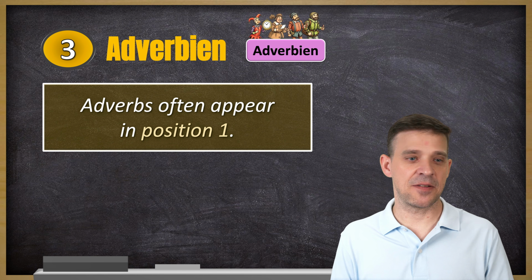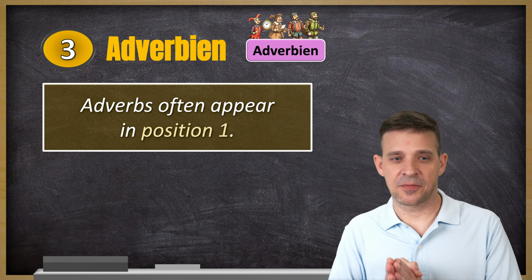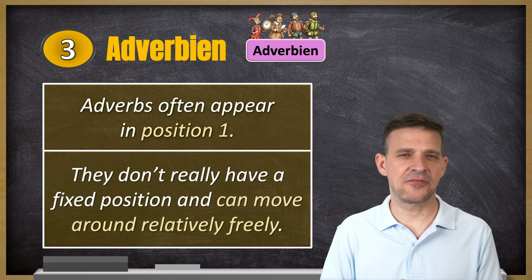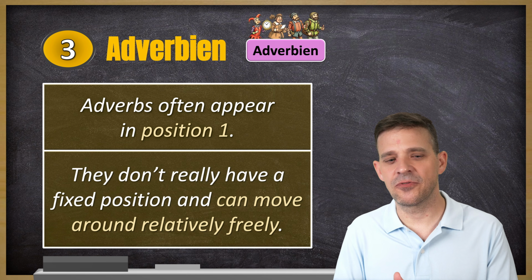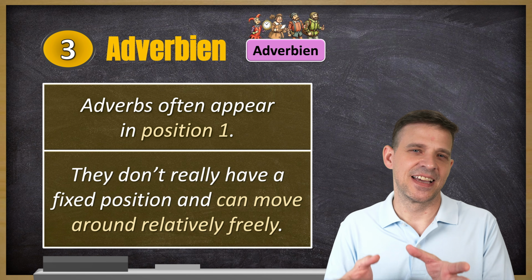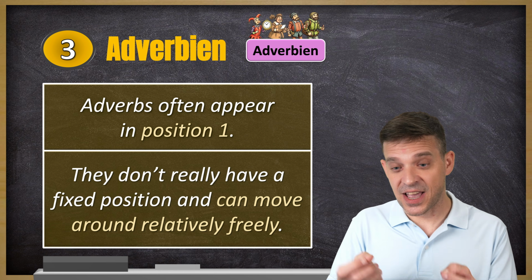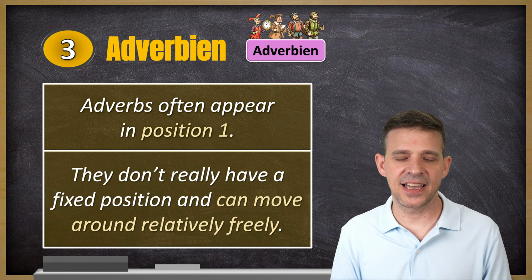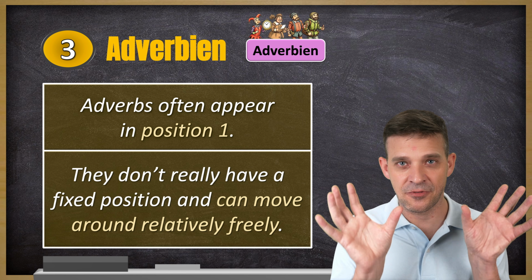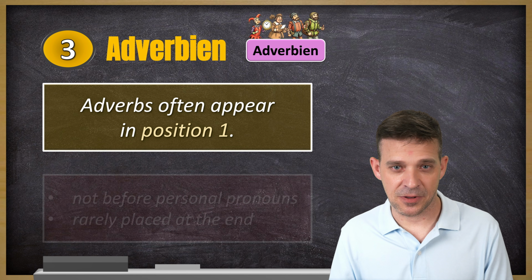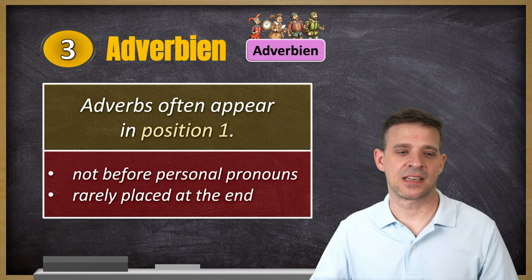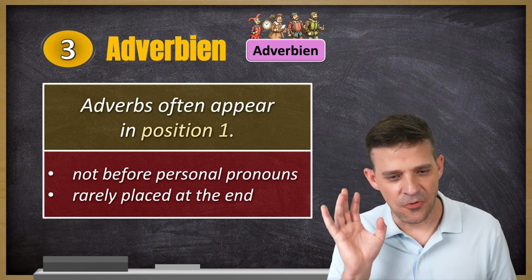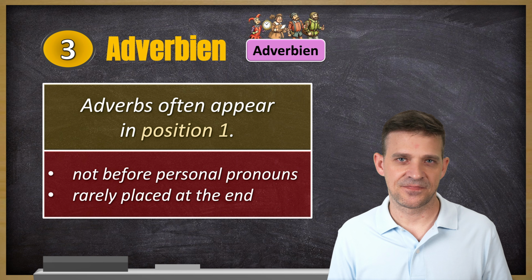Nummer 3, Adverbien. Adverbs often appear in Position 1. They don't really have a fixed position and can move around pretty freely. Advisors also have to go to different places in the kingdom and always report back to the king, so they can move around pretty flexibly. But they cannot stand before personal pronouns and are rarely placed at the end.